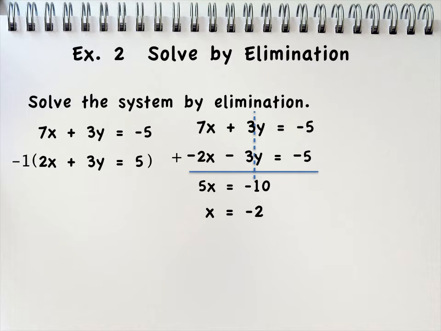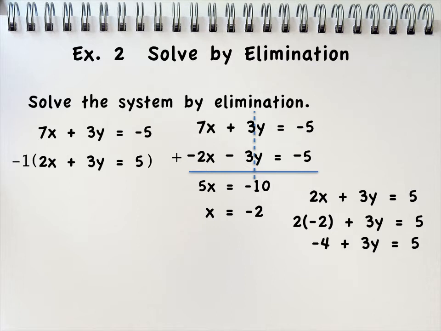That is the x coordinate of my point of intersection. I can use that x coordinate in either of the two given equations. I'm going to choose the second equation, which had all positive coefficients. So 2 times -2 plus 3y equals 5. -4 plus 3y equals 5. 3y equals 9, so y is 3. Now I see my solution is (-2, 3). That is the point that lies on both lines. It satisfies both linear equations.